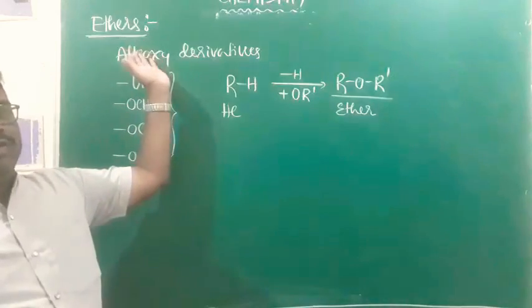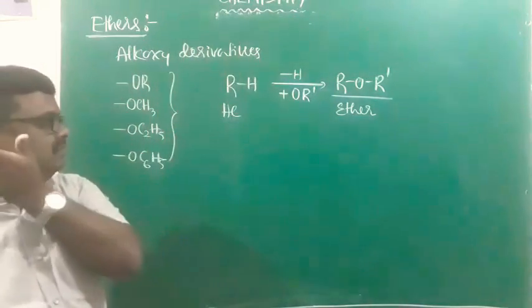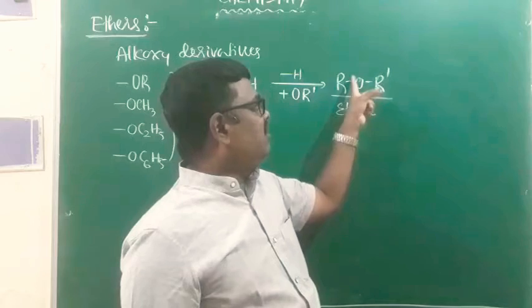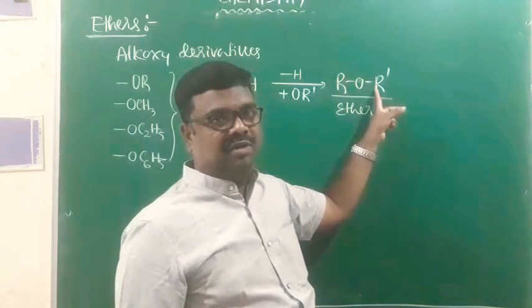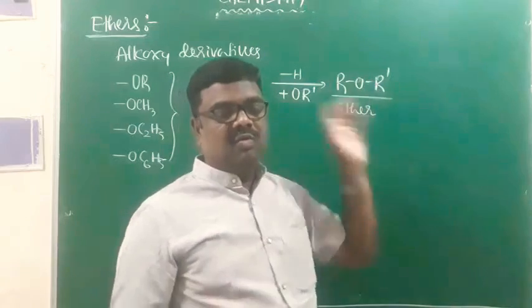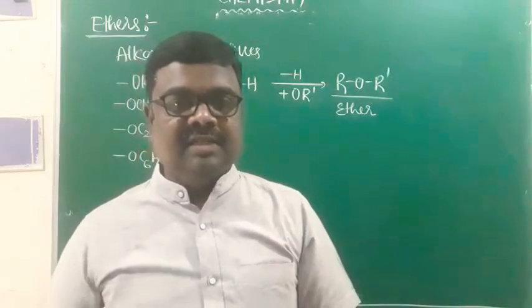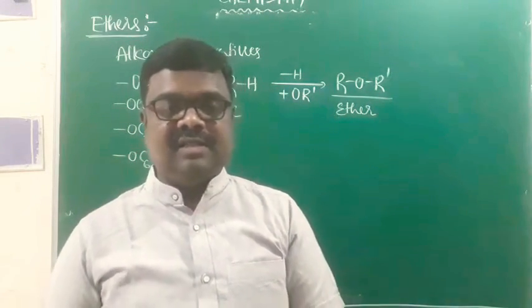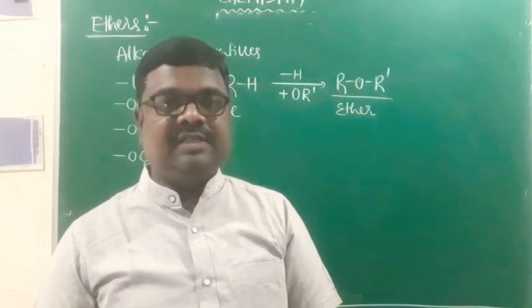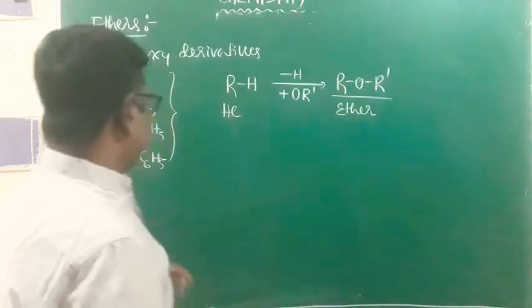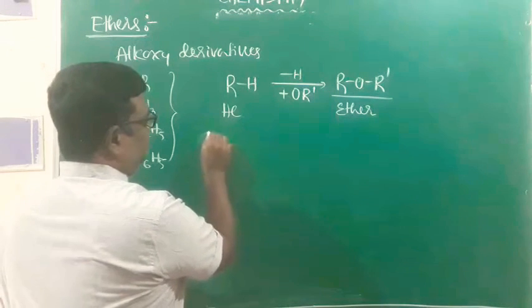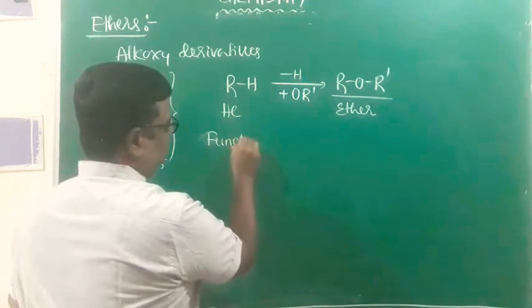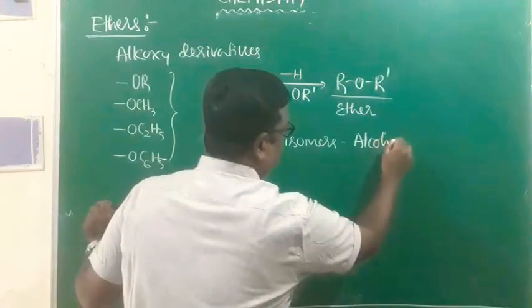So, the alkoxy derivatives of hydrocarbons in which the divalent oxygen is attached with two alkyl groups or two aryl groups or one alkyl, one aryl group, that is what we call ethers. That class of organic compounds is called ethers. Ethers are functional isomers of alcohols.